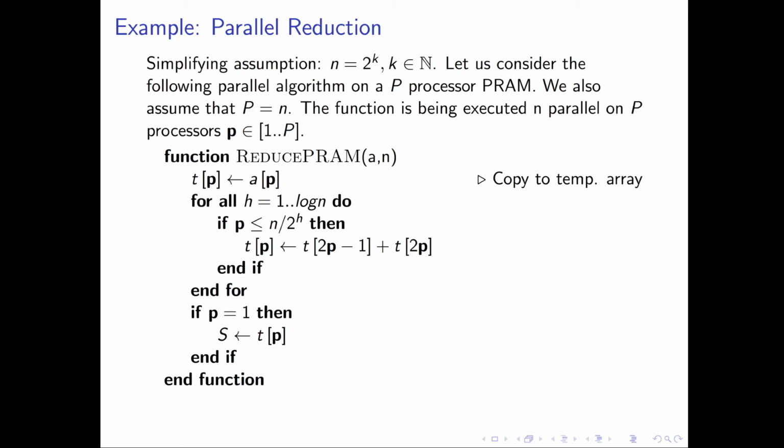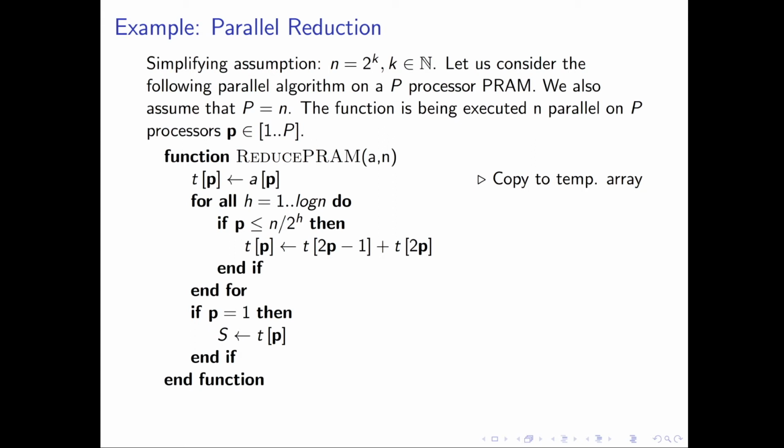So here's our function reduce PRAM. The very first thing that I do is take the input array and, for convenience, copy it to a temporary array. I cannot in the following just overwrite the input array, so in order to have some scratch memory that I can perform the operations in, I use a temporary array.